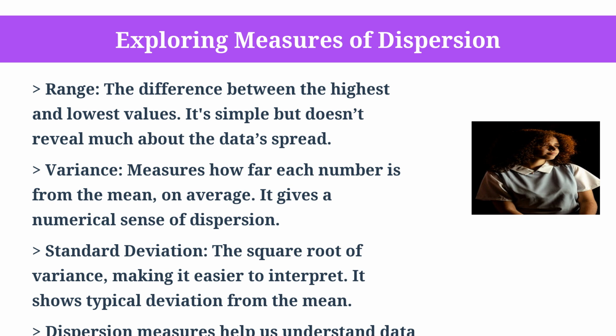To get a better sense of dispersion, we often use variance or standard deviation. Variance calculates how far each number in the set is from the mean on average. Then, to make that easier to interpret, you can take the square root of the variance and get your standard deviation. It gives us an idea of how much our data typically deviates from the mean.